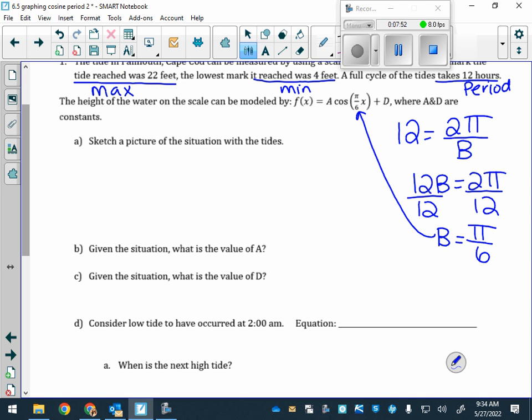All right? So we're going to sketch a picture. Okay, we're going to sketch a picture. So I want you to draw this L shape as far as you could go.